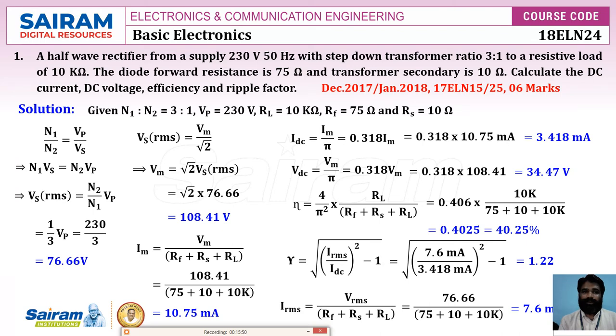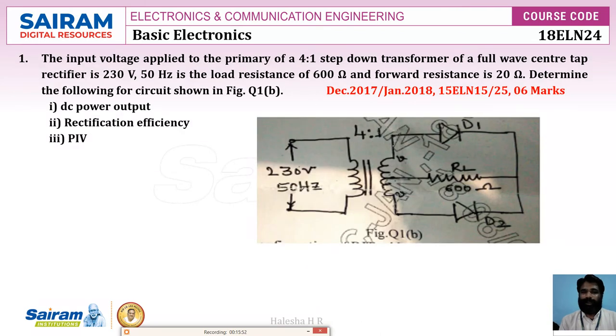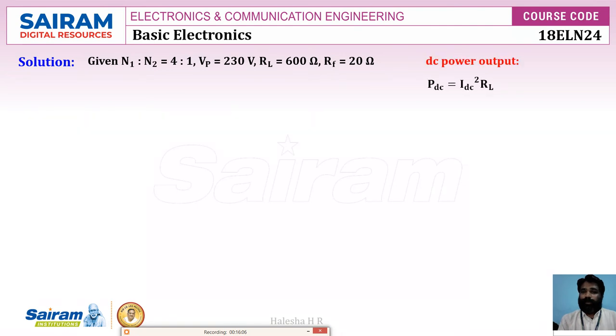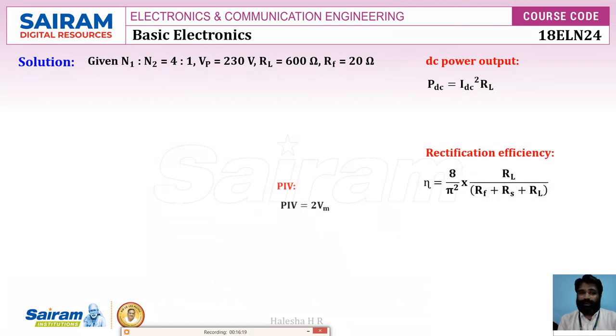Okay. So similarly, this is also the same question. Your primary winding is 4 and secondary winding is 1, I mean the ratios. Let's see the solution. This is the given. DC power output is required. I mean DC power PDC is equal to IDC square into RL. And rectification efficiency has its corresponding formula.